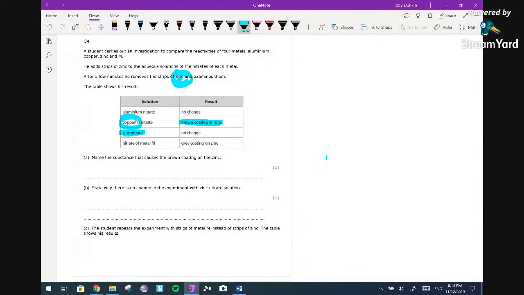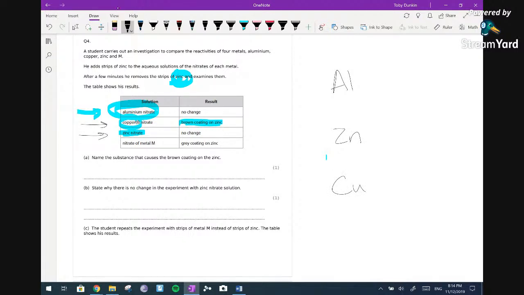So let's just check this. We've got aluminium and zinc, and there was no reaction, so aluminium must be above zinc. Next, we have zinc and copper. Oh, there was a brown coating. The zinc must be above the copper.